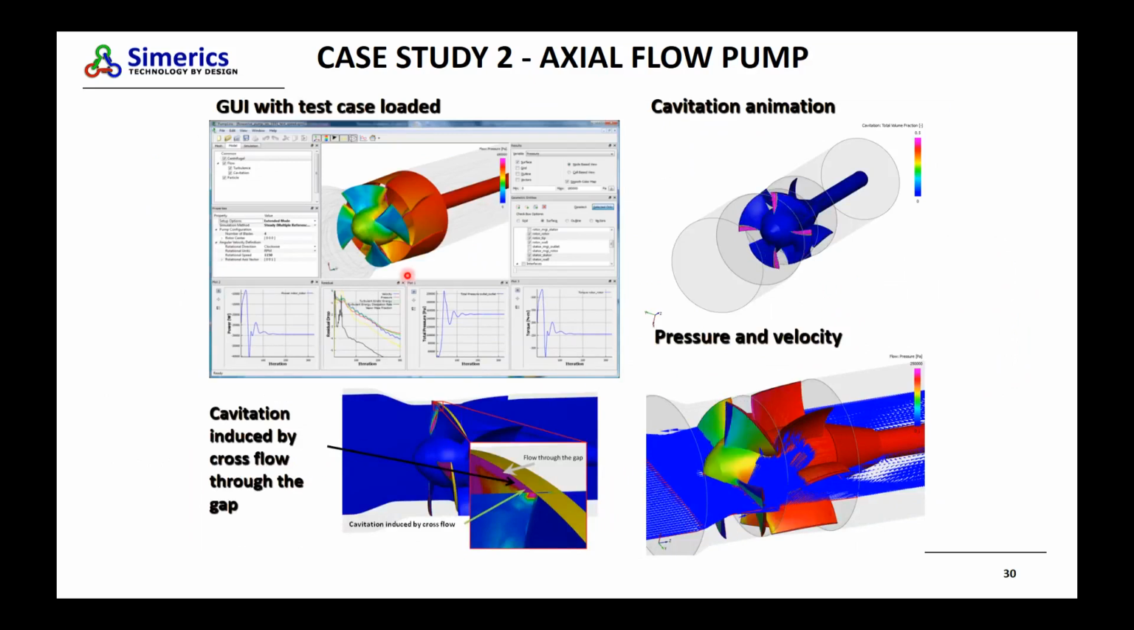So this is how the GUI looks, which Yahweh actually talked about a little bit in detail. Here we are seeing essentially the induction of the cavitation bubble by this cross flow through this small gap. And we also have an animation here visualizing the cavitation bubble that gets formed on this blade. On the bottom right side, we have the pressure and velocity distribution, showing how this flow comes in and how the velocity field looks on this cross-sectional view.